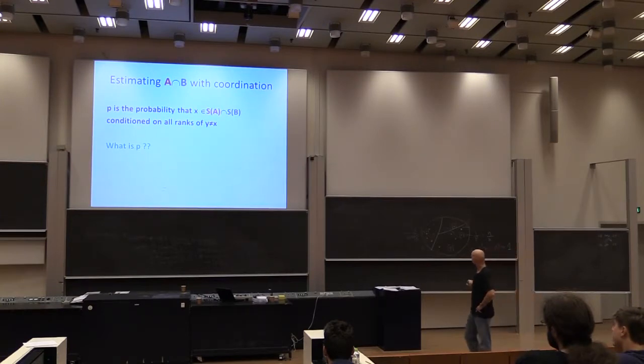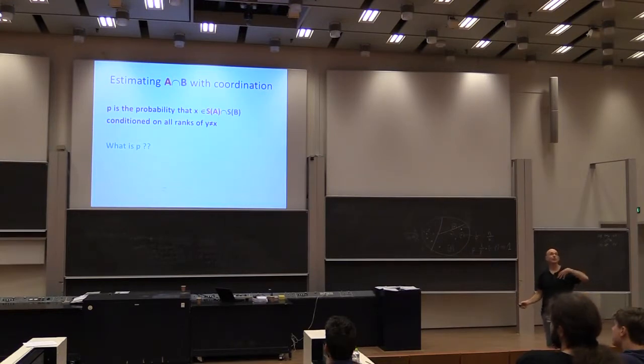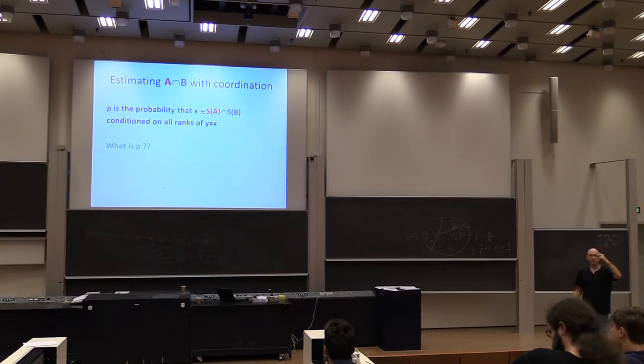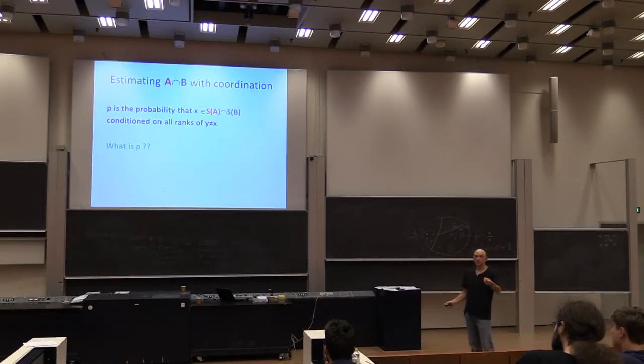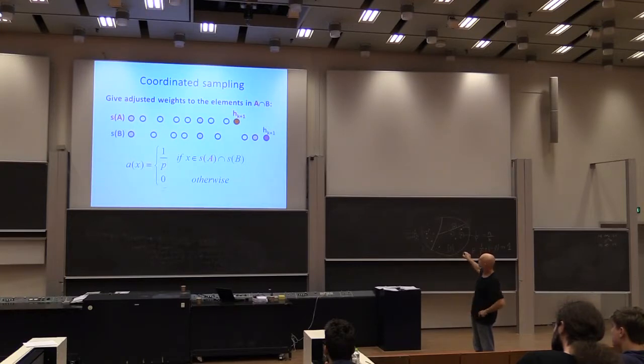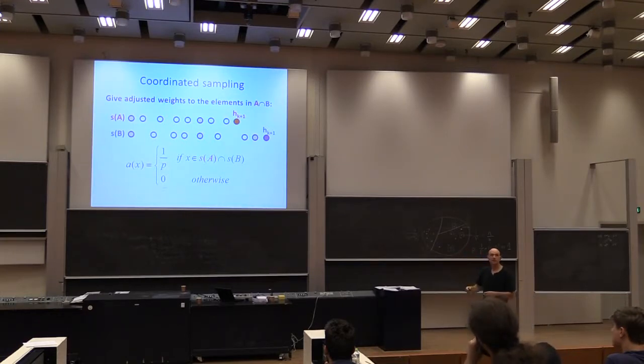And I could use the same trick that I did here, and I can condition on the ranks of all the other items, which are not X. Fix the hash values of everybody except one particular element. And now in this subspace, try to compute the probability, conditioned on all these hash values being fixed. What's the probability of X being in the intersection of the sample? You have fixed all the hash values of everybody else. And now what's the probability that it's in the intersection?